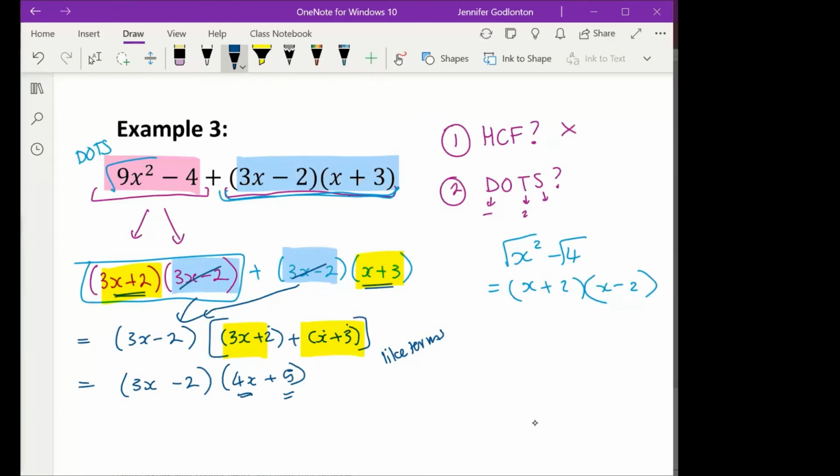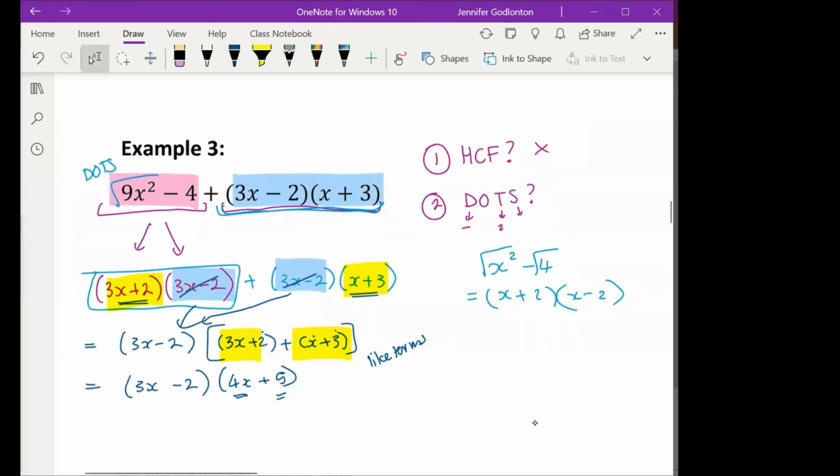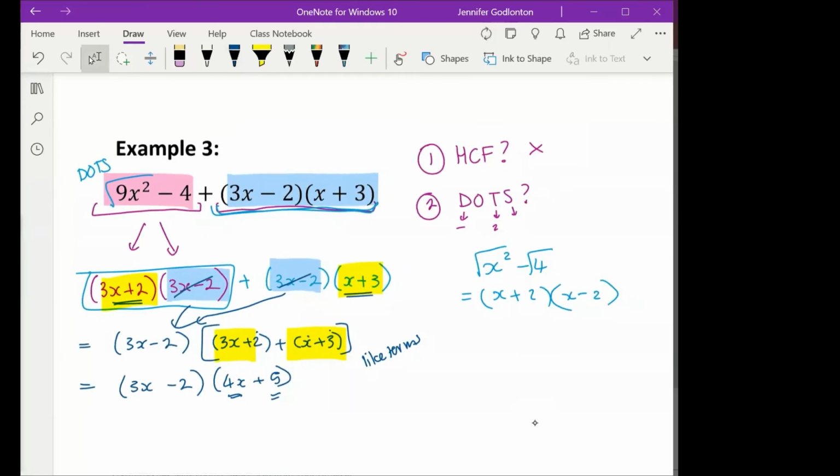Ma'am, what about the plus sign there? This middle plus sign? Yes, ma'am. It's right there. It's just moved one down. Okay, ma'am. Okay, no problem.